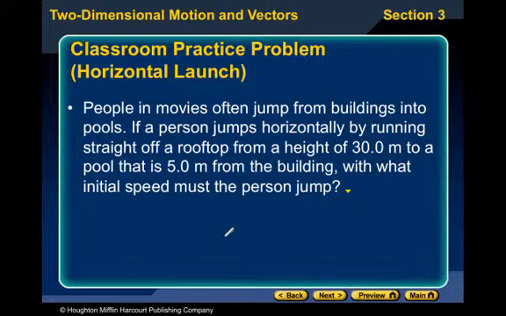People in movies often jump from buildings into pools. If a person jumps horizontally by running straight off a rooftop from a height of 30 meters to a pool that's 5 meters from the building, with what initial speed must the person jump? Let's draw this. On these problems, I just like to draw a picture, label everything. So I'm going to get a new page here.